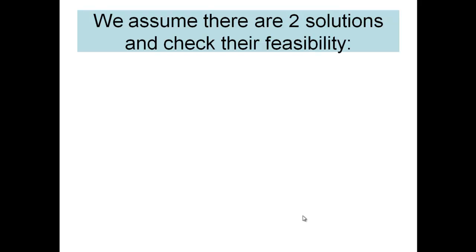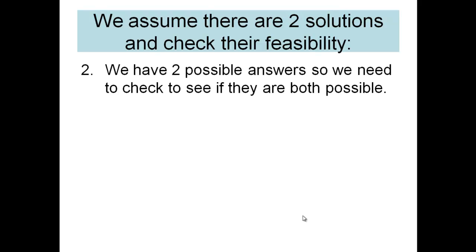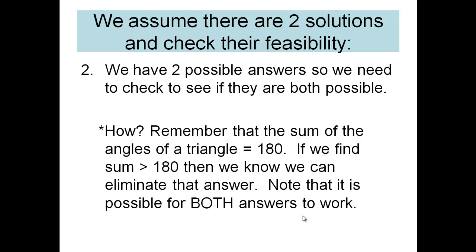Now we need to check and see if it's possible. So if we've got 2 possible answers, how do we check and see if they're possible? Well, remember that the sum of all the angles in the triangle has to equal 180. If we add the 3 angles and they add up to more than 180, then it's not a possible solution. So keep in mind that it is possible that both solutions could work. But if we have one that doesn't work, then it's only one solution.